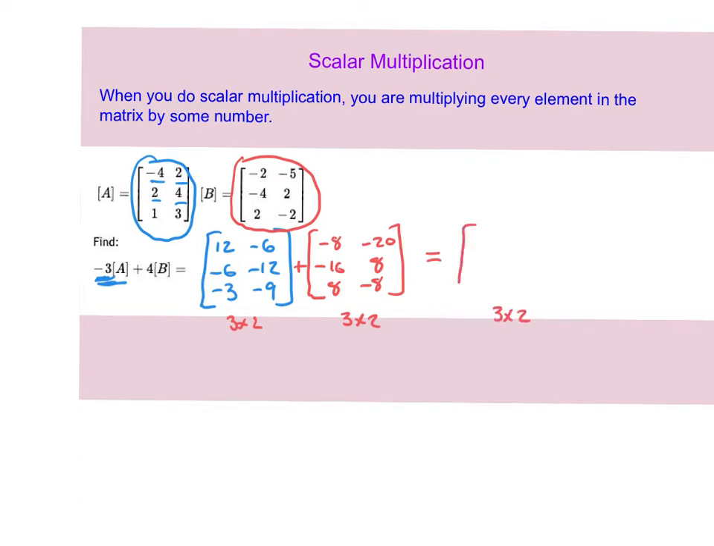So all I need to do is add the individual numbers together. So 12 and -8 is going to be 4, -6 and -20 is -26, negative 6 and negative 16 is negative 22. Negative 12 and a positive 8 is negative 4. Negative 3 and a positive 8 is 5. Negative 9 and negative 8 is a negative 17. So that's how you do scalar multiplication.